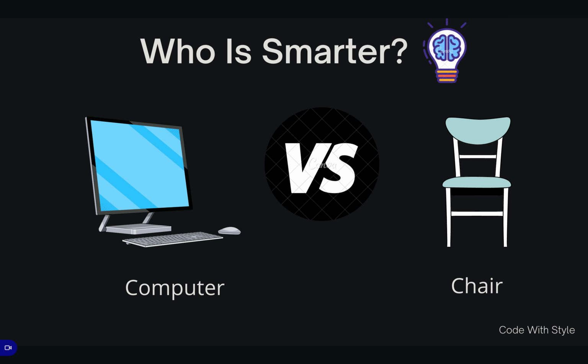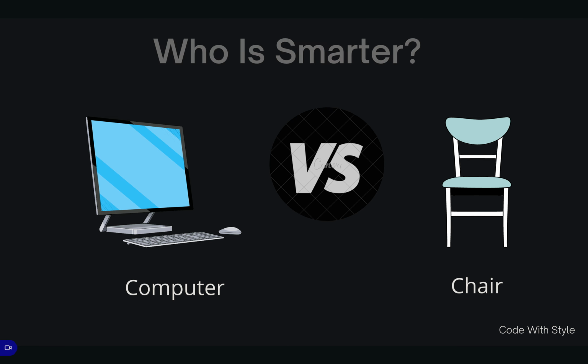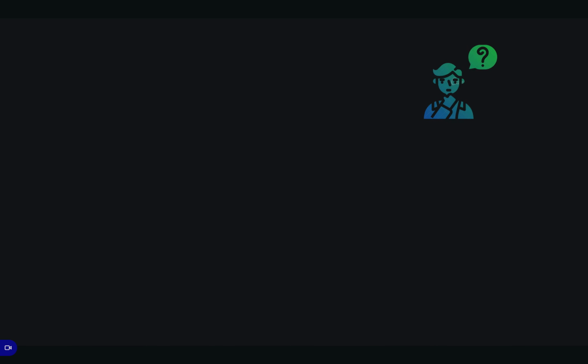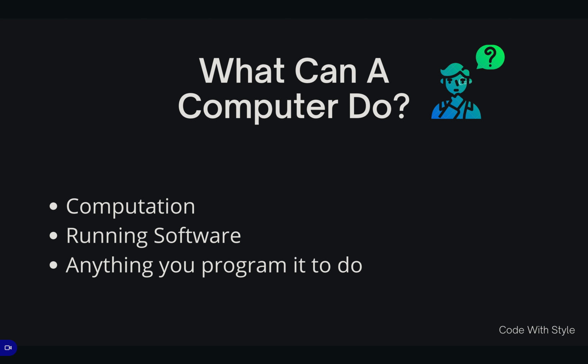Who's smarter? Well, most of you will think that the computer is smarter. Actually, it's shocking, but it's a draw. The computer is a dumb machine. Yeah, you heard it right. The computer is a stupid machine because without our instruction or code, it cannot perform anything on its own. It needs our guidance.